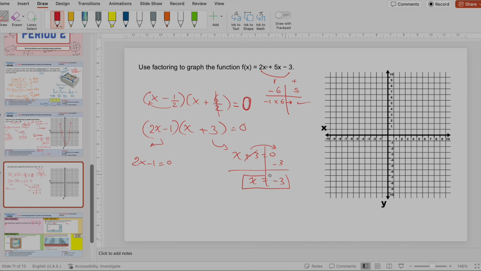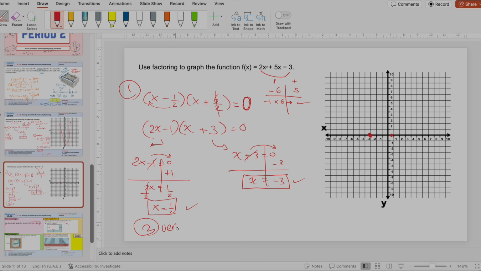This is one of the x-intercepts. Go to x equals negative 3 and put your x-intercept. Or here, take the negative 1 here, it's going to be positive 1. Now you have 2x equals 1. Divide by 2, divide by 2. X equals 1 over 2. 1 over 2 is between 0 and 1, it's basically somewhere here.